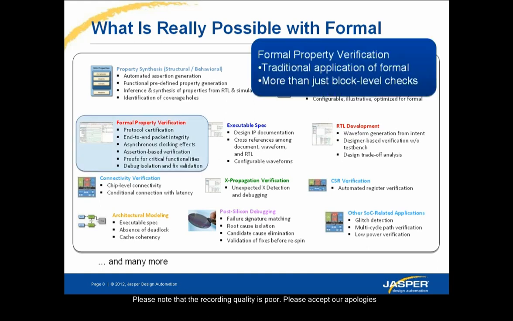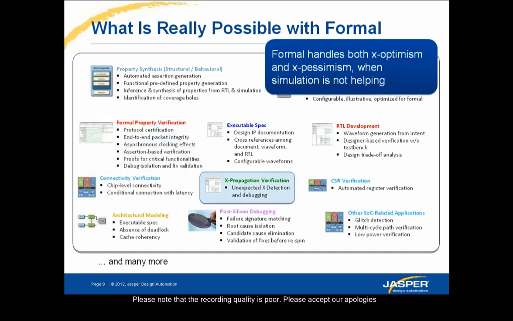So the core formal property verification is the main thing that Jasper is known for. To skip on a little bit more to talk about other bug hunting type flows or things that are more procedural, X-propagation is one that's deployed very extensively by our user base.